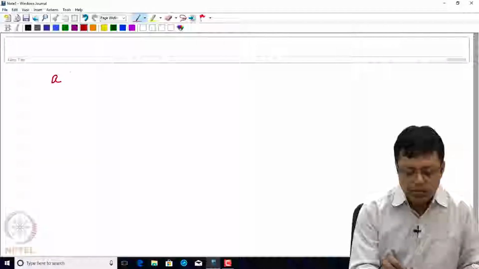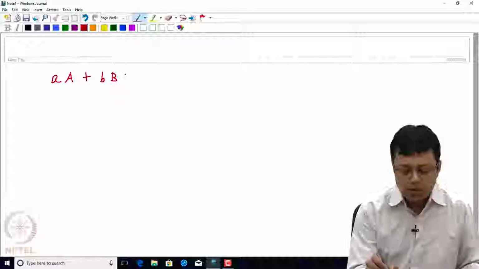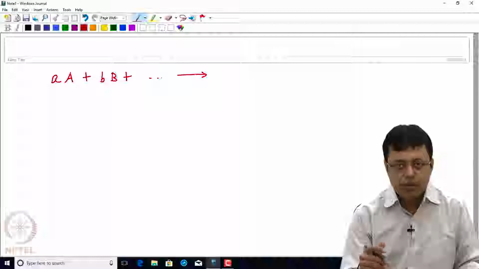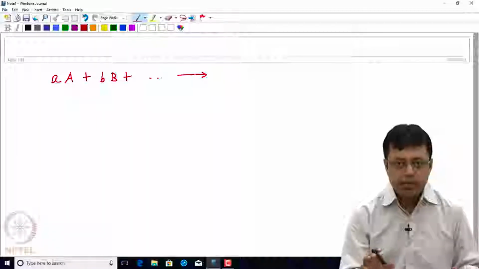So far we have discussed examples of reactions which are actually irreversible in nature. If you remember the very first example which we took, we wrote it like this. It's irreversible in nature. Now what happens if the reaction is reversible? In principle, all reactions are reversible in nature.